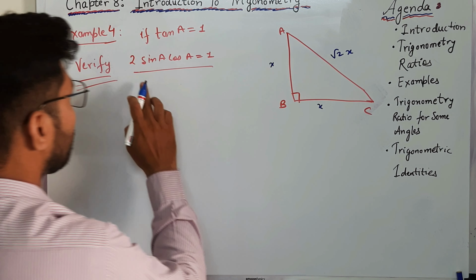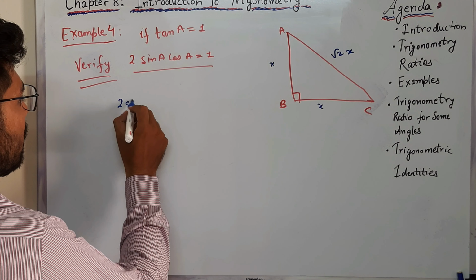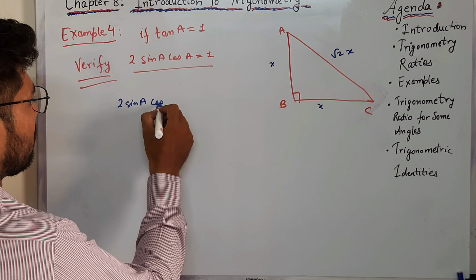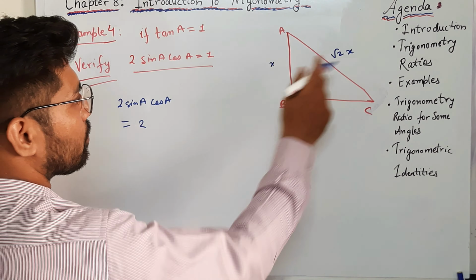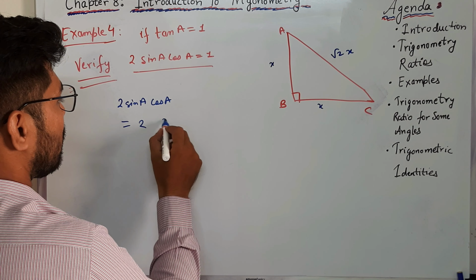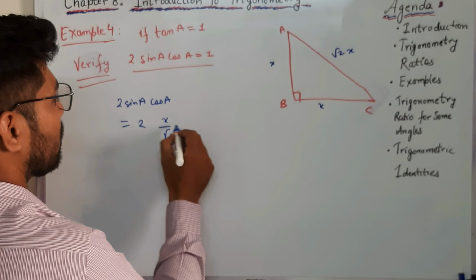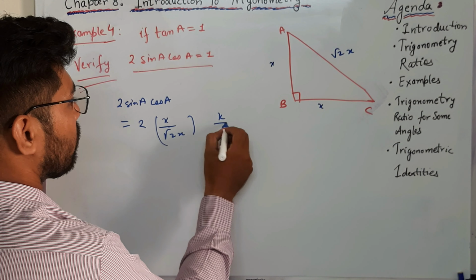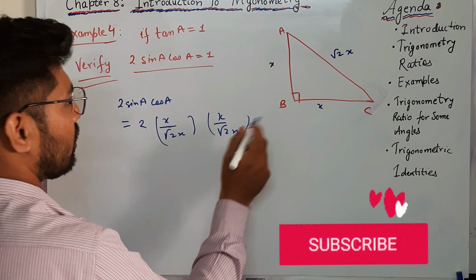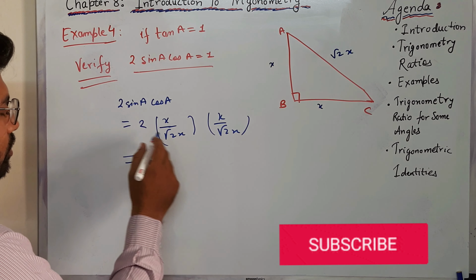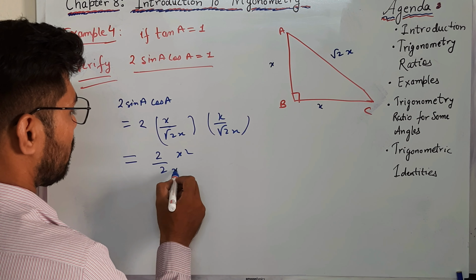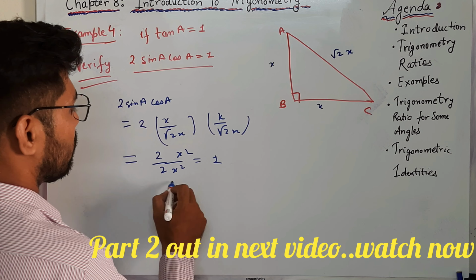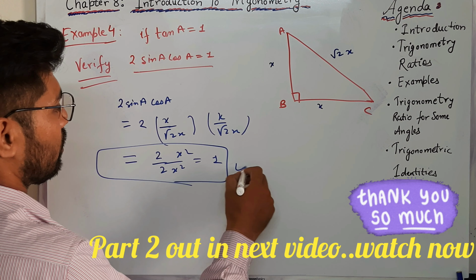Now what's the value of sin A? 2 sin A cos A is equal to twice of sin A, which is x upon root 2 x, and cos A is x upon root 2 x. This is a property of sin A and cos A. So you can see this 2 upon 2 and x square upon x square, and this is 1. So this we needed to prove. Solution.